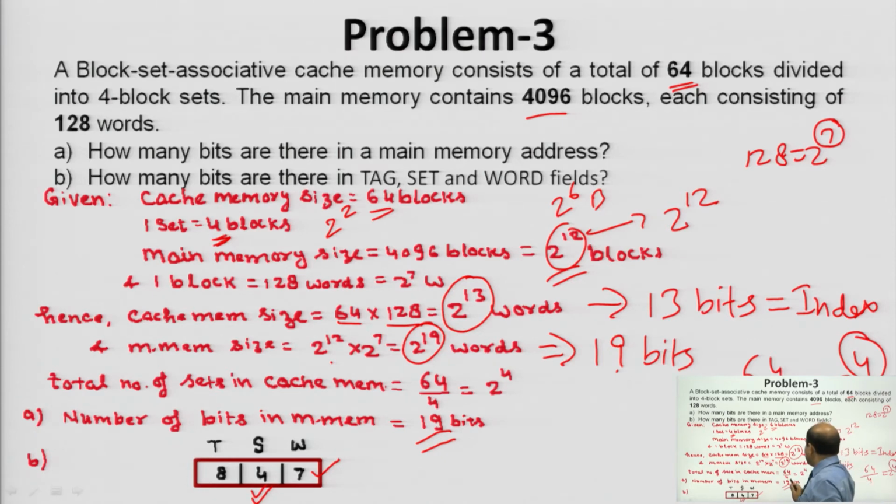And what is the total size? The total size of main memory is 19 bits. So, 7 plus 4 equals 11, and 19 minus 11 comes as 8. So, 8 bits are required for the tag. This way, we can solve problems related to set associative mapping. Terminology will change in different types of numericals, so you have to concentrate on what is exactly given in the problem.